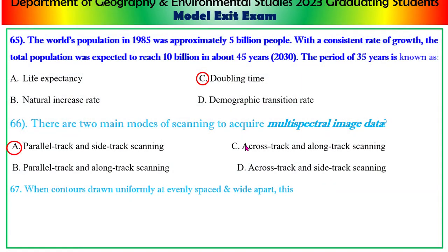The other question: when the contours are drawn uniformly, evenly spaced and wider apart, this type of slope is known as steep slope, concave slope, convex slope, or gentle slope. As far as the slope type is concerned, we have even slope. Even slope is a slope with uniform gradient from the bottom to the top of a mountain. The contours representing such a slope are evenly spaced.